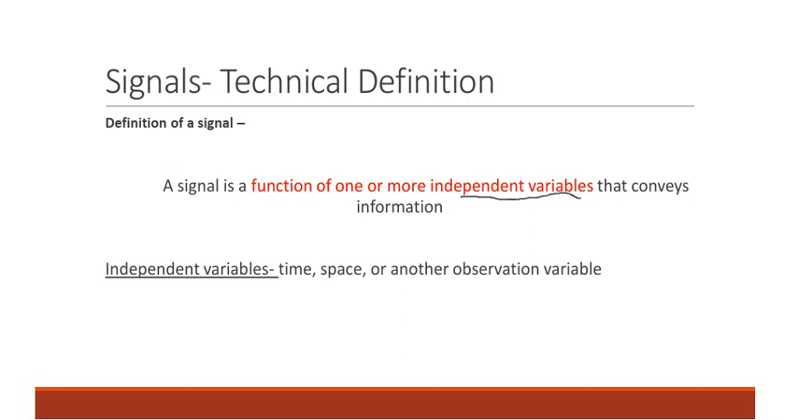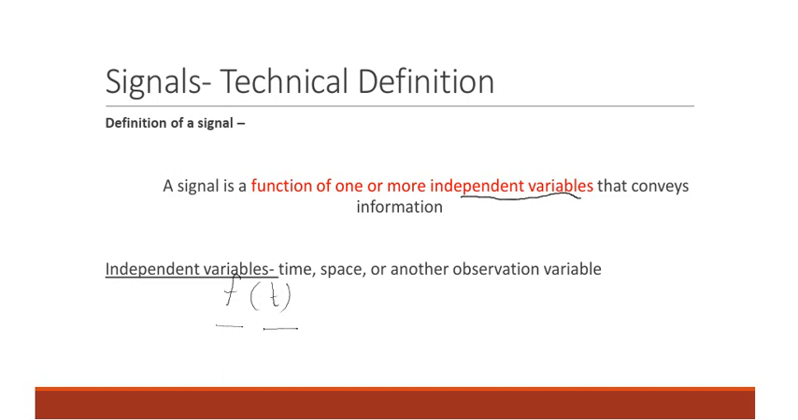So these independent variables could be understood with some examples. How do we name the signal using these independent variables? So if I say my signal is f of t, here t is my independent variable and the signal f is the dependent variable. So here signal f depends or varies with respect to the independent variable time.